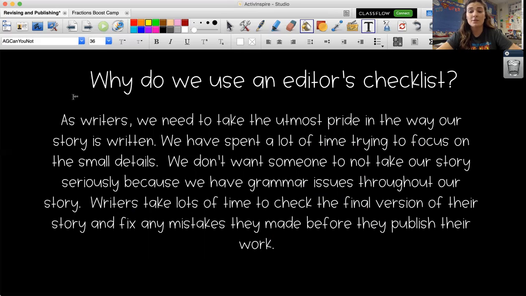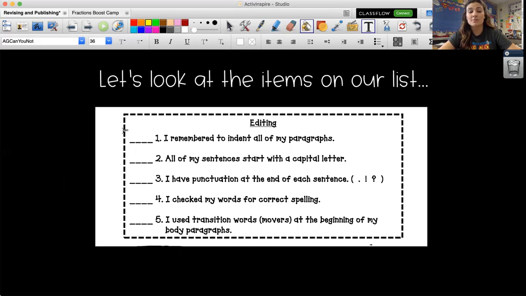Writers take a lot of time to check the final version of their stories and fix any mistakes they make before they publish their work. Some writers will even hire professional editors to go through their story and check all of the little parts that need fixed, and it takes a long time. So let's look at these items on our list.